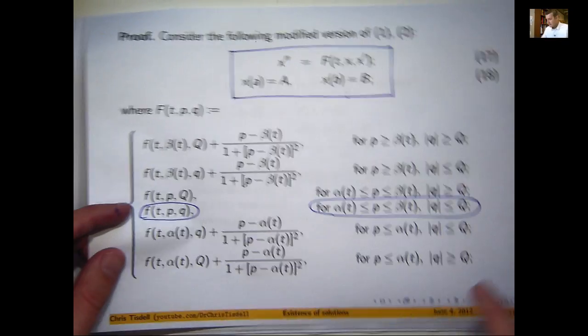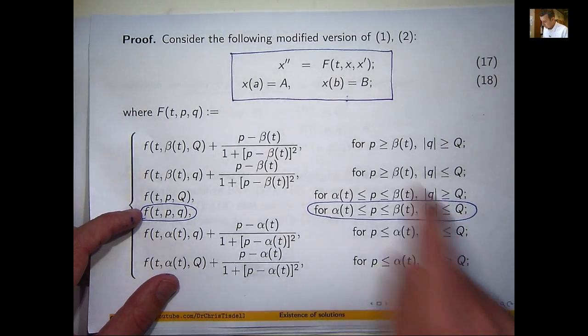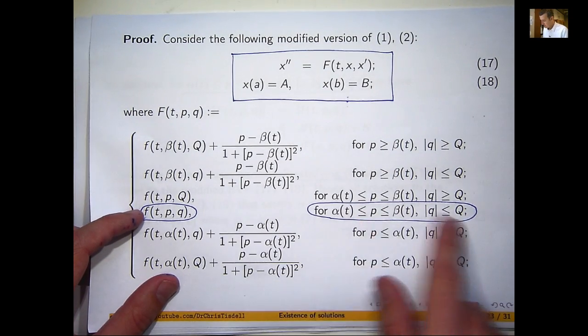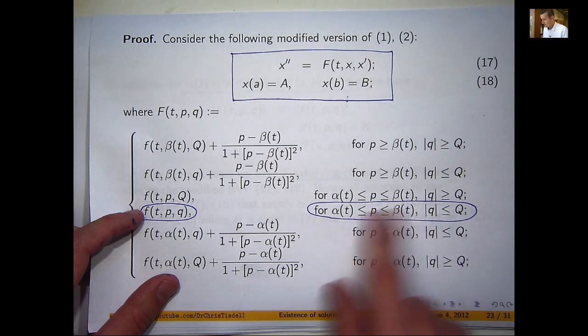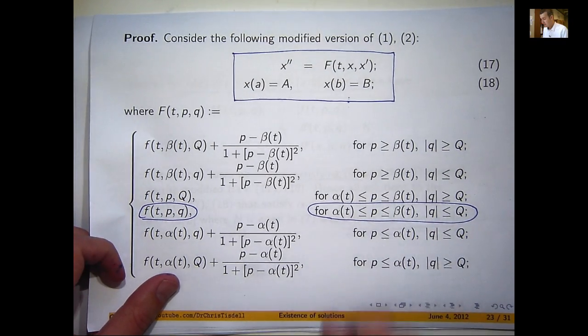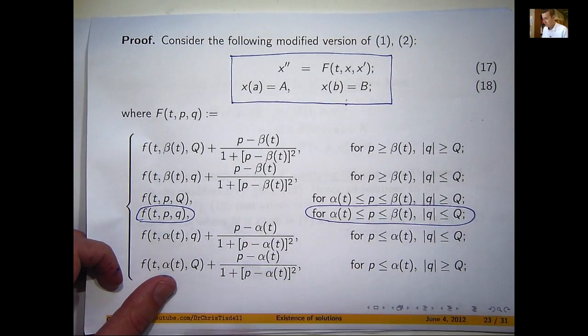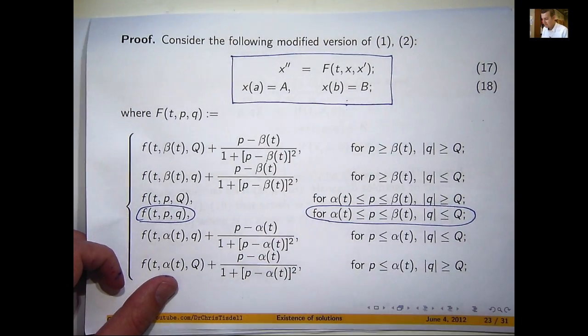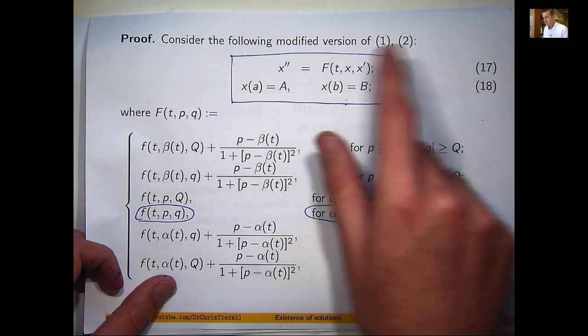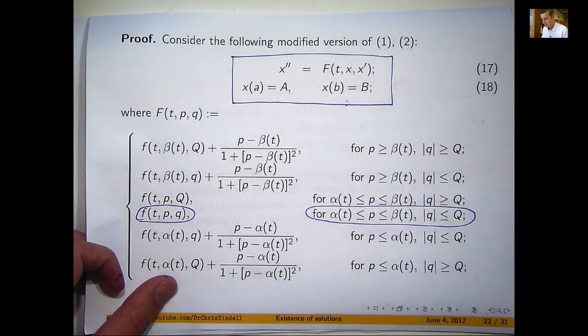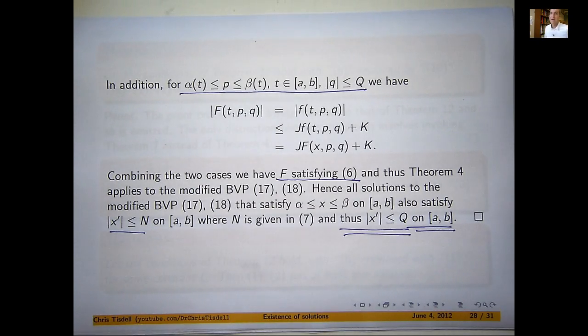Okay, so we have now shown that all solutions to our modified problem lie in this set. So big F and little f are identical, therefore the solutions to this problem must also satisfy the solutions to x double prime equals little f with these conditions, and therefore our original Dirichlet boundary value problem must have at least one solution that stays between the lower solution alpha and the upper solution beta.